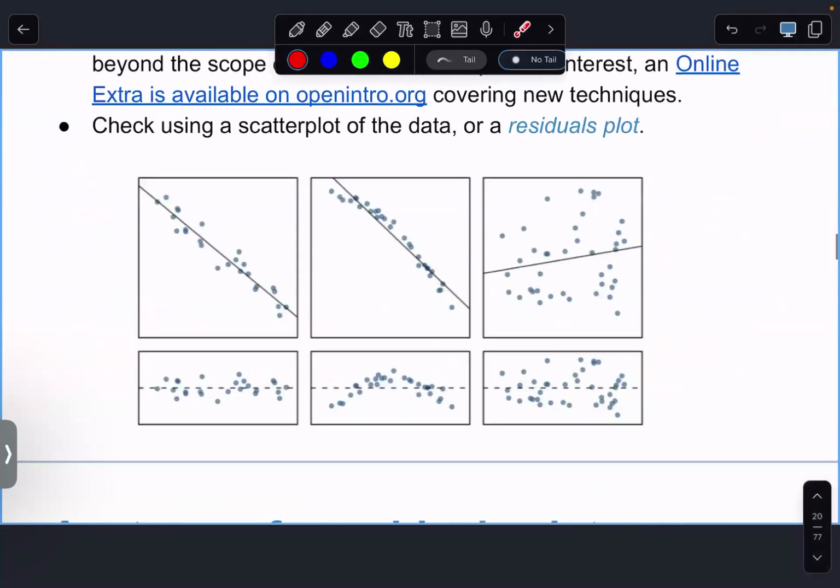And we can check these using residual plots.